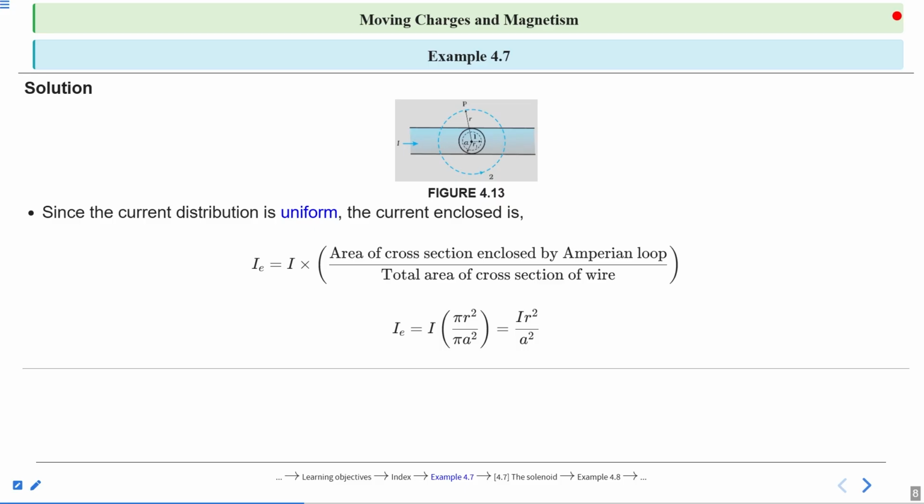So it is spread uniformly. That's why in the Amperian loop, its value will be fixed, because it is uniformly spread. So that's why the area of cross section enclosed by the Amperian loop upon total area of cross section of wire. After putting the value pi r square upon pi a square, enclosed current will be equal to I r square upon a square. Now we have to put this enclosed current value in the Ampere circuital law.